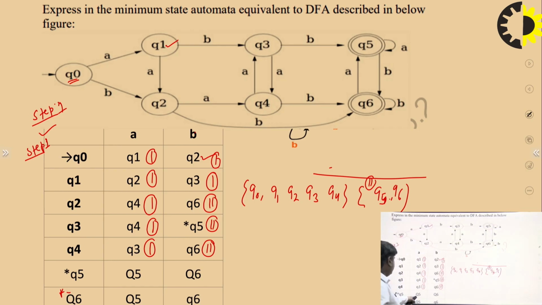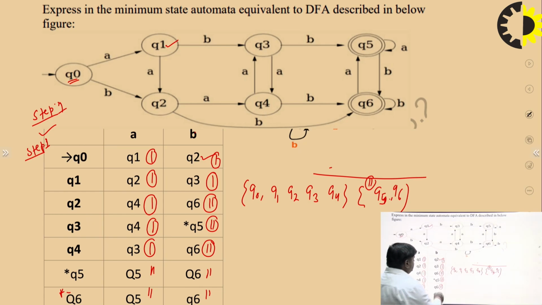Now, we check Q5. Now, Q5, that is set 2, and here is set 2 and that set 2. It means Q5 and Q6 have the similar behavior. They lie into the same set.